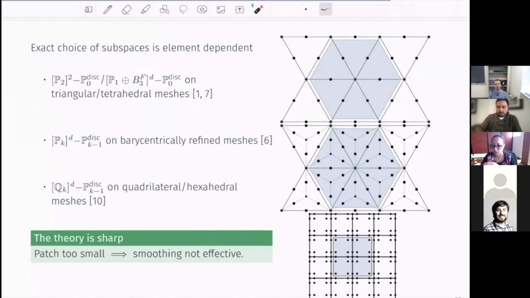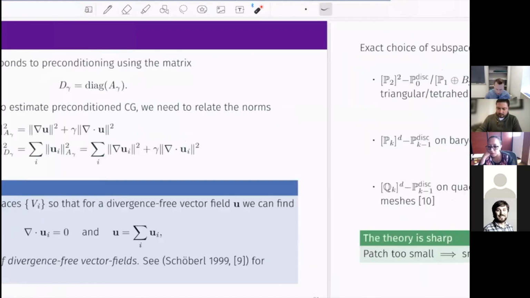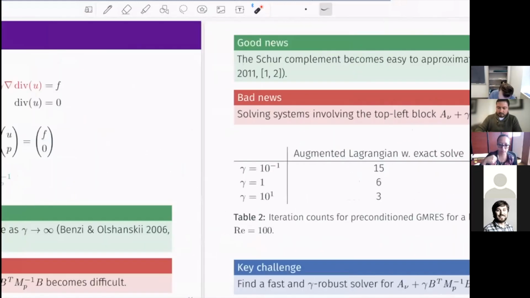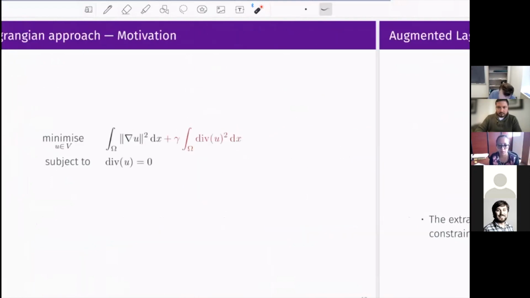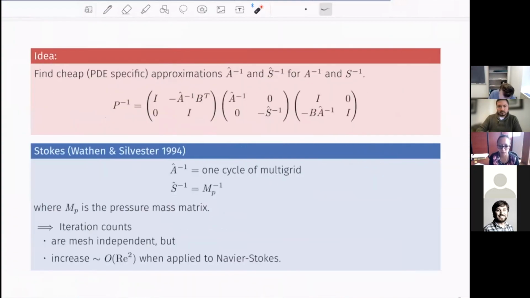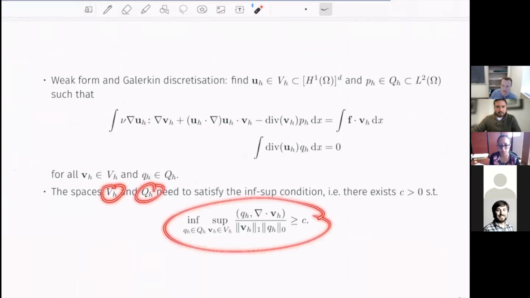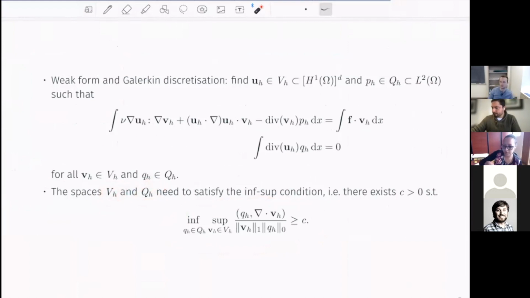No, that's a really good point. And that's where the inf-sup condition that I mentioned at the very beginning comes into play. The locking is avoided as long as the subspaces that you use for the velocity and the pressure satisfy this condition. So if this is satisfied, then there's no locking. Okay, thanks.